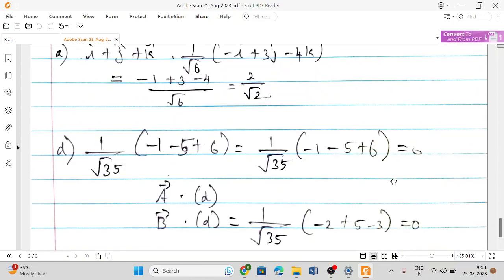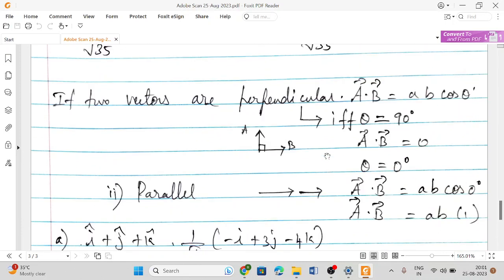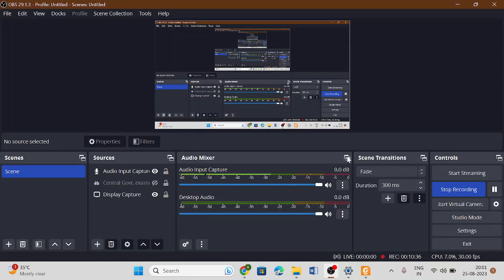So this is one of the problems which was asked in the IIT exam. You can try some other problems like this. Let's see some more problems in upcoming videos.